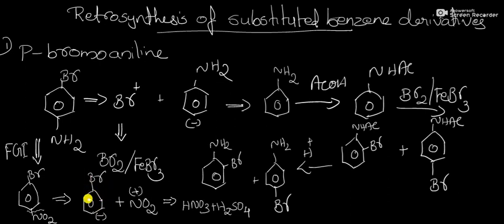Then bromobenzene on nitration gives para-nitrobromobenzene and ortho-nitrobromobenzene, which on reduction with a reducing agent will convert into aniline. So, these two are retrosynthetic methods of para-bromoaniline.